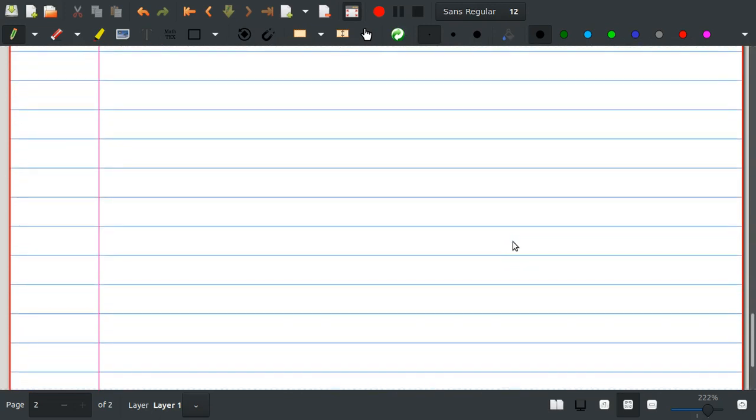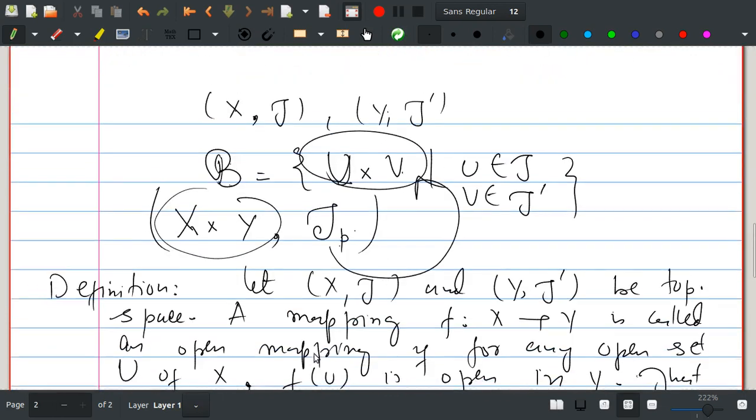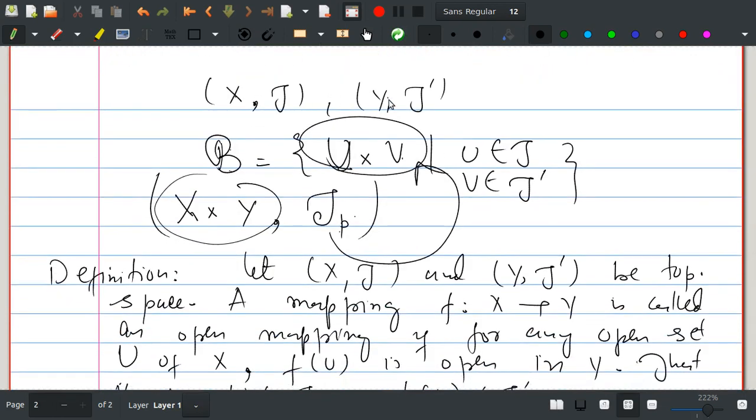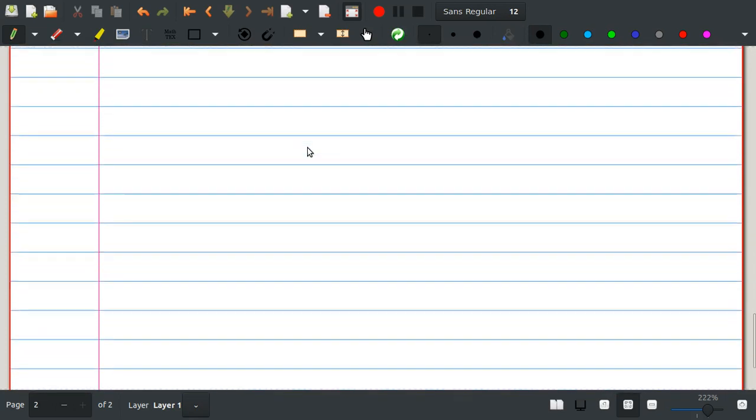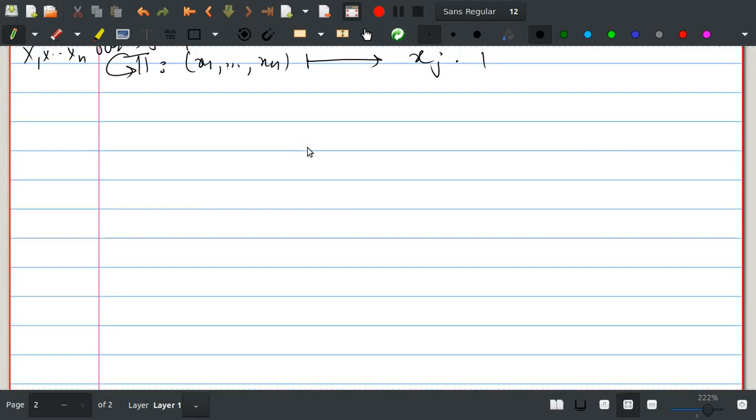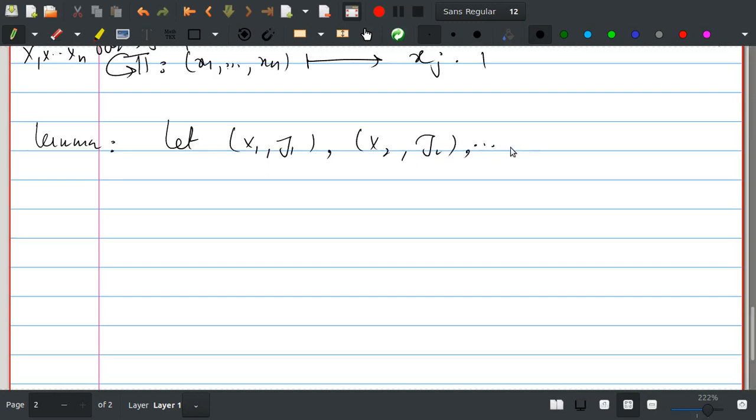result. Here we defined the product topology using two topological spaces. We can generalize this notion to any collection of topological spaces. In particular, we can generalize this notion to a finite set of topological spaces. So this is a lemma. Let x1 t1, x2 t2, and so on, xn tn be topological spaces.